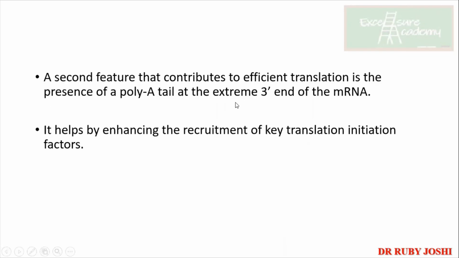A second feature that contributes to efficient translation is the presence of the poly A tail at the extreme 3' end of the mRNA. Now, this is also believed to enhance the recruitment of the key translation initiation factors. So once all this recruitment with the help of the 5' cap and poly A tail happens, your translation initiation complex is ready. Okay. So this is not so easy. There are many factors required for translation to start. So far so good, guys? Able to follow? Yes, ma'am.